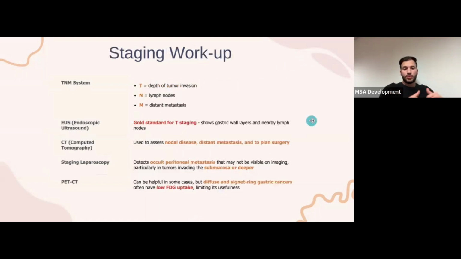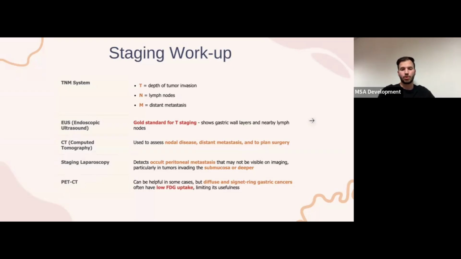Gastric cancer is confirmed on biopsy. Then later on we need to stage it to know how we should go further with the treatment and if it's curable or not. So we have a system called the TNM system. T is for the depth of tumor invasion, N for the lymph nodes, and M for distant metastasis. Endoscopic ultrasound is the gold standard for T, or the depth of tumor invasion; it shows the gastric wall layers and the nearby lymph nodes. CT we use for any nodal involvement or distant metastasis.